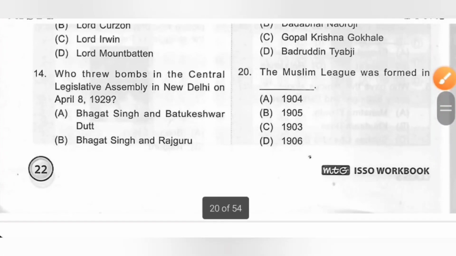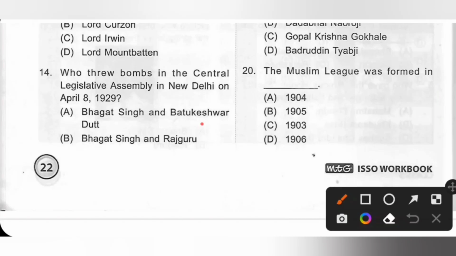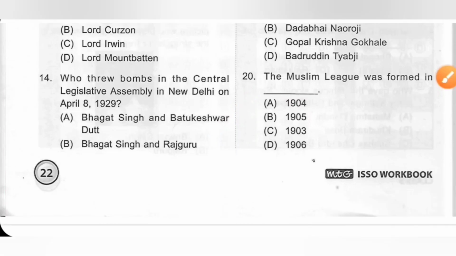14th, who threw bombs in the Central Legislative Assembly in New Delhi on April 8, 1929? Option A, Bhagat Singh and Batukeshwar Dutt. So, option A is the correct answer. They threw the bombs in the Central Legislative Assembly against the passing of two repressive bills. They are the Public Safety Bill and the Trade Disputes Bill. So, option A is the correct answer.